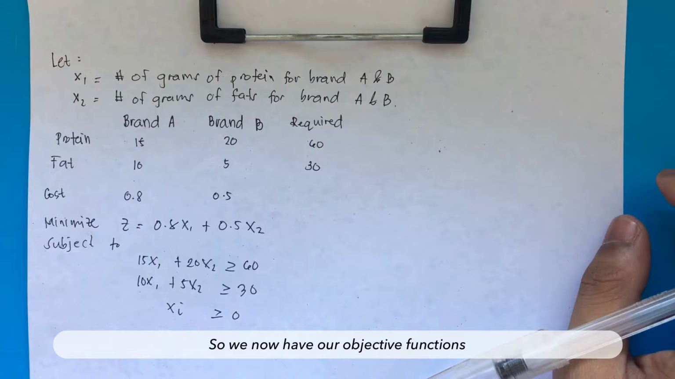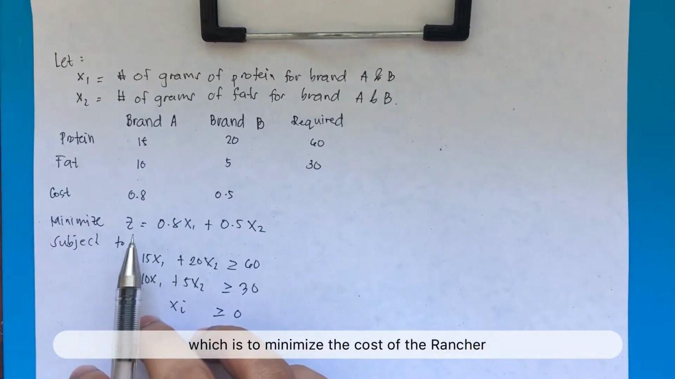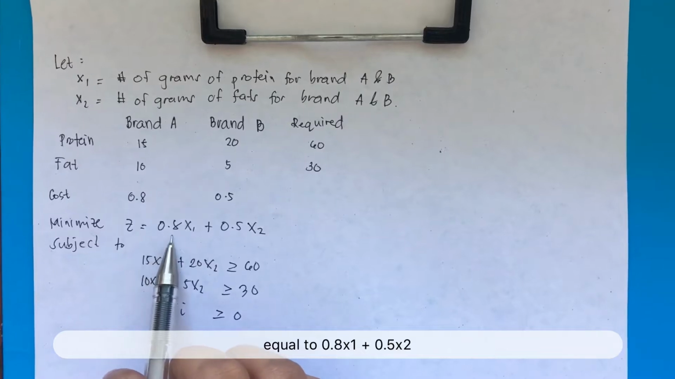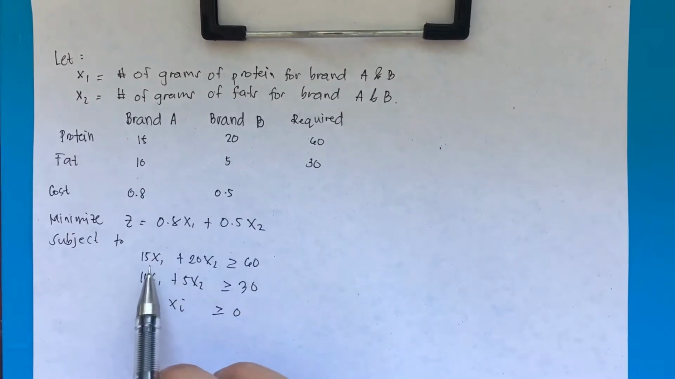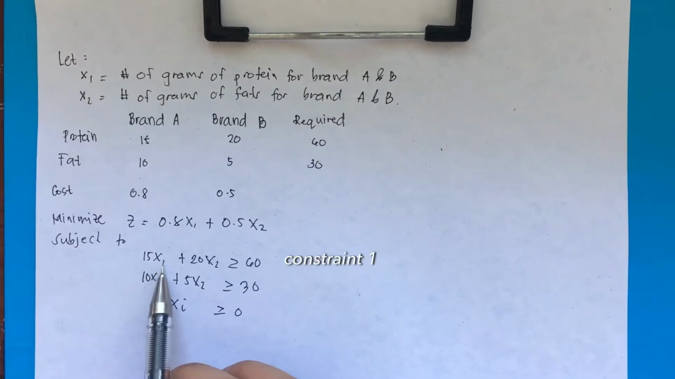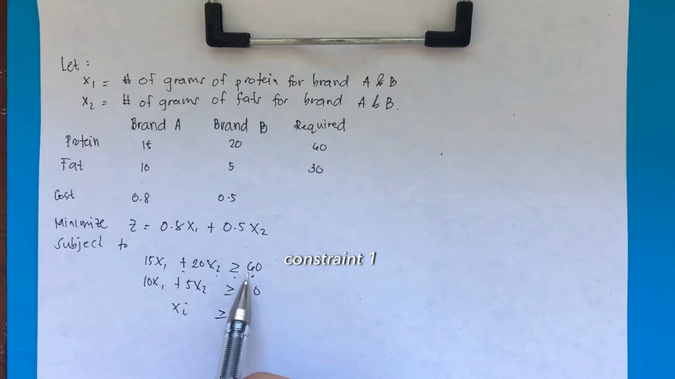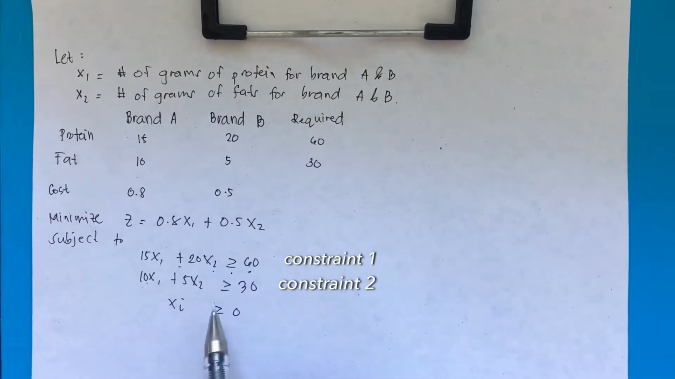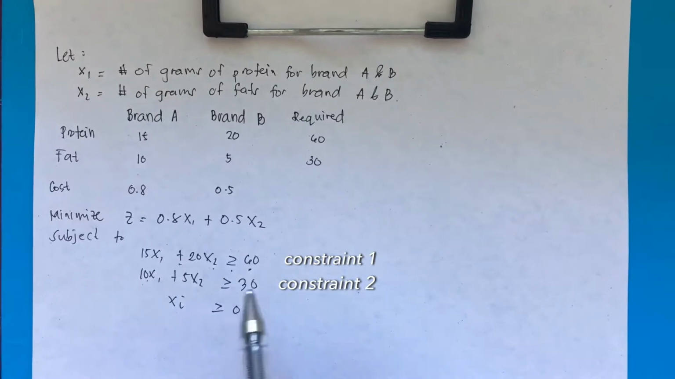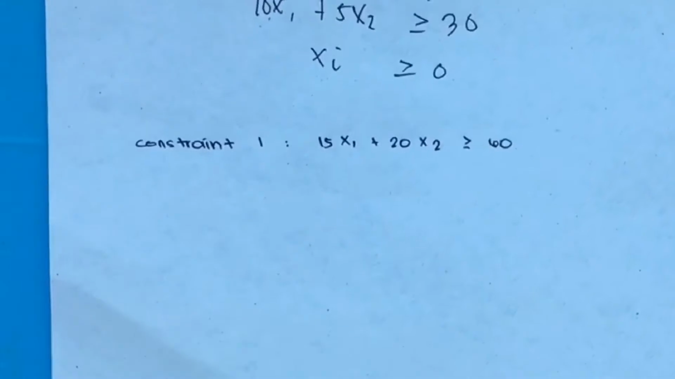So we now have our objective function, which is to minimize the cost of the rancher equal to 0.8 x1 plus 0.5 x2. For constraint 1, we have 15 x1 plus 20 x2 greater than or equal to 60. Constraint 2 is 10 x1 plus 5 x2 greater than or equal to 30. And the non-negativity, x1 and x2 greater than or equal to 0.